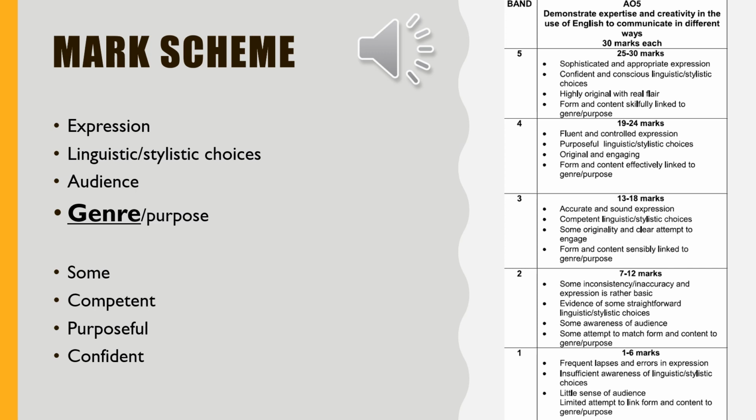Moving on, you'll see as we move from band 2, 3, 4 or 5, different words pop up, and those words are some, competent, purposeful and confident. I haven't bothered with band 1 because none of us are in band 1 already, so we're all going to do better than that. So some means basically you can do it some of the time. Some of the time this sounds like a horror story. Some of the time your spelling and grammar is correct. Competent means you're doing it most of the time.